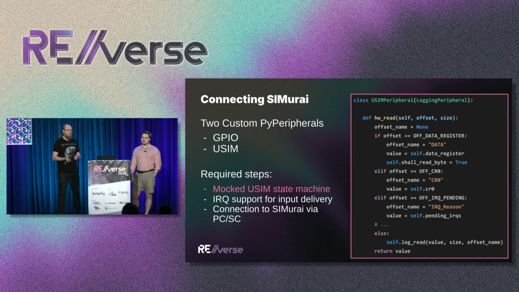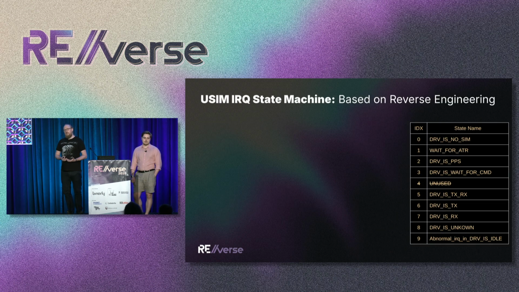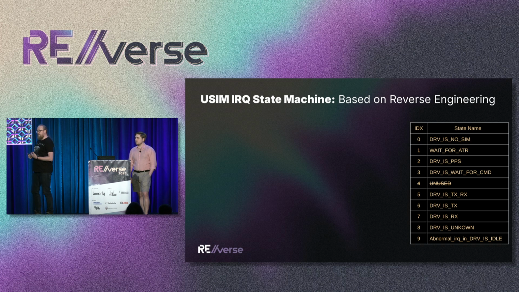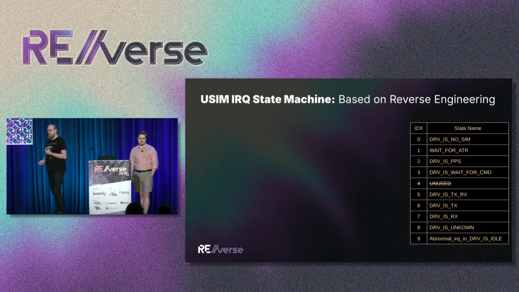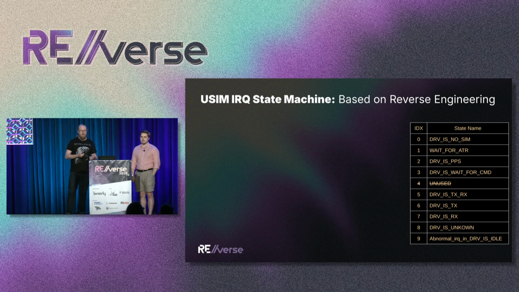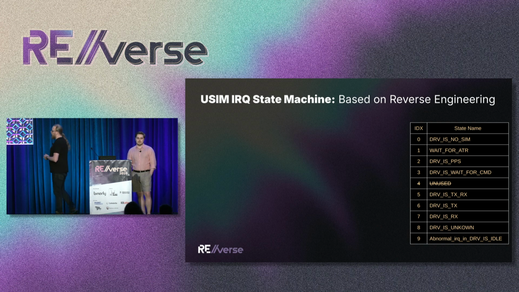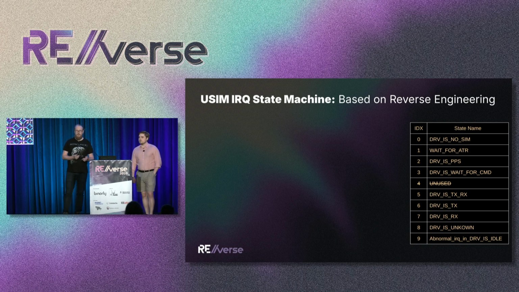So let's look briefly into this. Luckily, in the driver layer, there is one nice function, which is kind of the main driver for a state machine, which defines all the different states. Like driver is no SIM, so we don't have a SIM yet. We are waiting for the acknowledge to reset, or we are in the protocol parameter selection phase, or the driver is in a state where it would wait for a command to come in, and then there are different states regarding transmitting and receiving of data, state 5 through 7. And then in state 8, we have a driver as unknown.